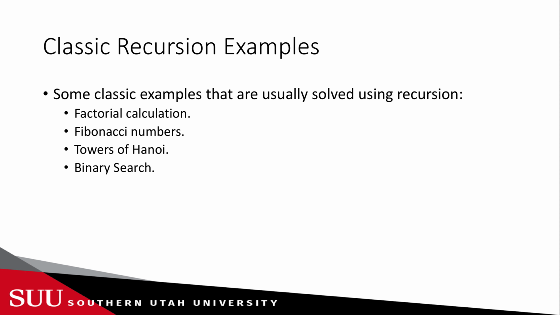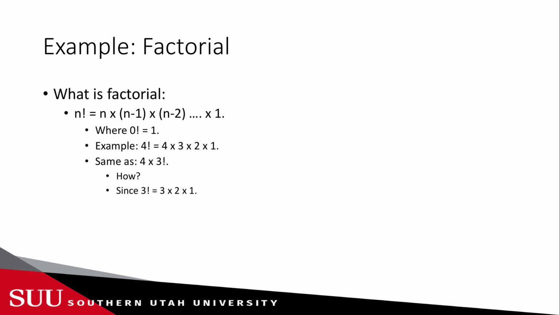So let's talk about factorial and see what it is. If I say n factorial, that means n times n minus 1 times n minus 2 times n minus 3 until we reach 1. Now, by definition, 0 factorial is 1. Let's look at an example. 4 factorial is 4 times 3 times 2 times 1.